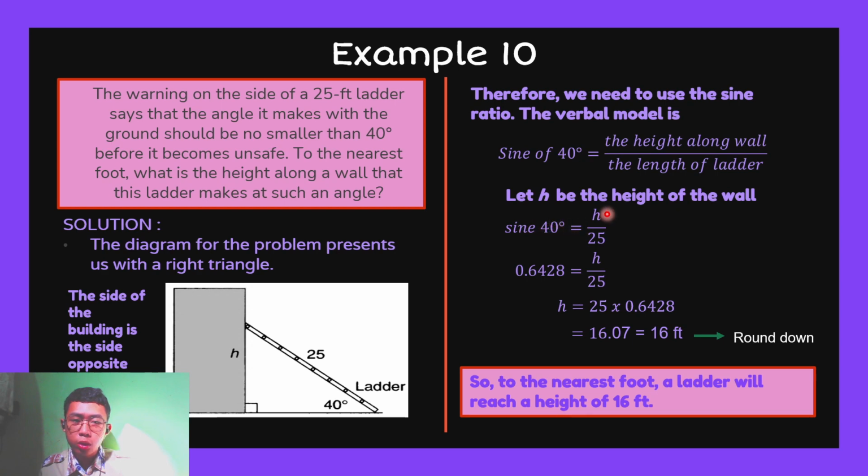Sine 40 degrees is equal to h per 25. Sine 40 degrees is equal to 0.6428, which is equal to h per 25, because we want the value of h. So h is equal to 25 times 0.6428, which is 16.07. We round to the nearest foot, so 16 feet. So, to the nearest foot, the ladder will reach a height of 16 feet.